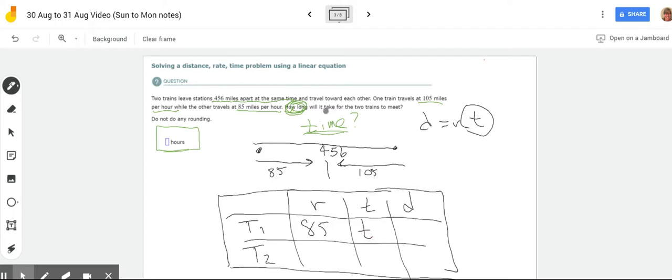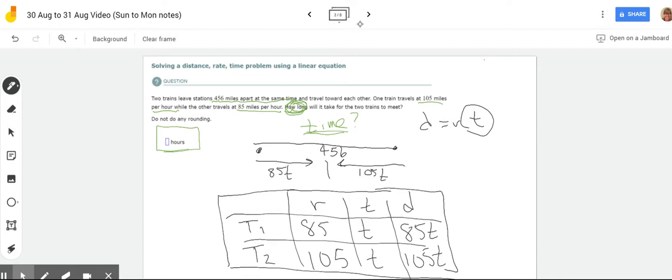That's what we don't know. That's what we don't know. And that's what we're going to put in, 105 T. Okay, now to get D, multiply across: 85 T, 105 T. Okay, and now you're going to write your equation. So I've got 85 T, the distance that this one is going to travel, and the distance that it's going to travel, and when you add them together it's going to be 456.